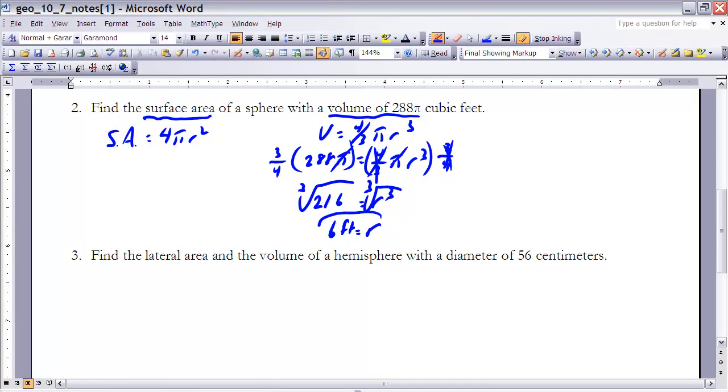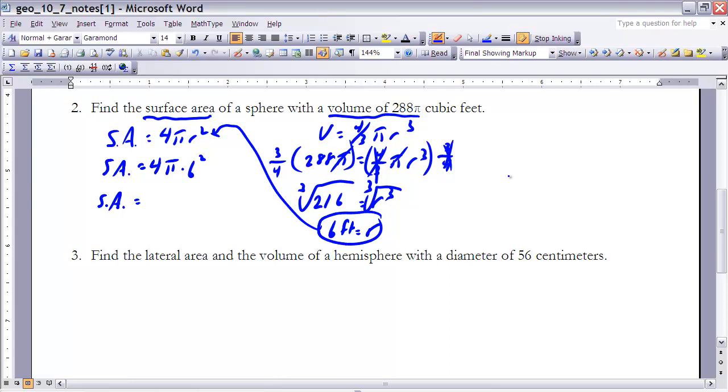Now I'm going to take that value and plug it in for r here, because my goal is once again to find the surface area, not just the radius of the sphere. So the surface area would be equal to 4 times pi times 6 squared. And let's leave this one as an exact value. If I take 4 times 6 squared and leave the pi alone, that will give me my answer.